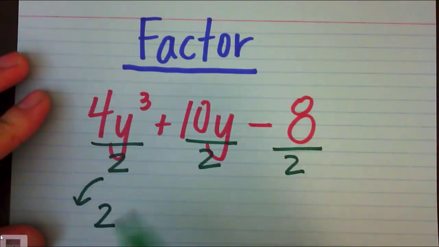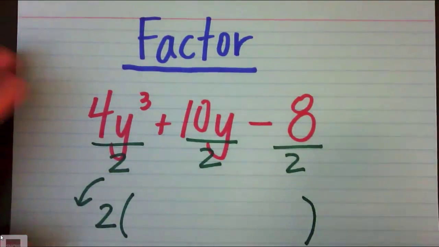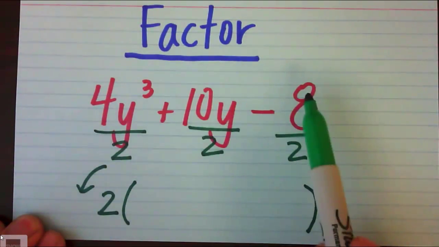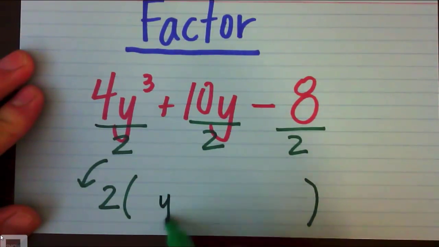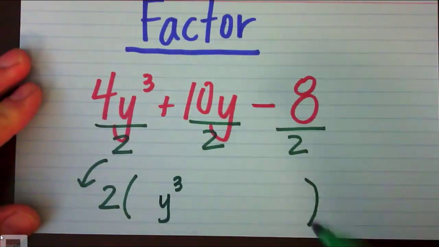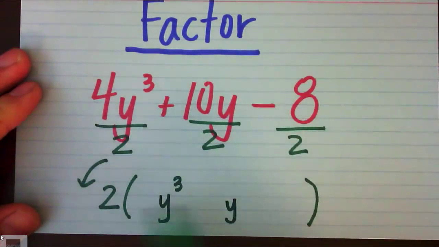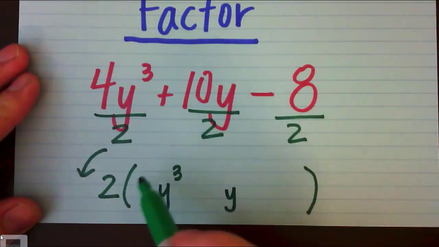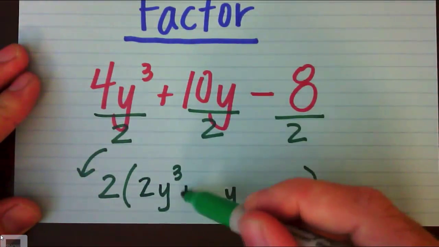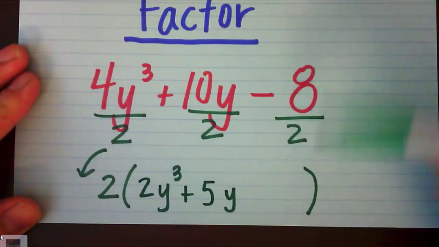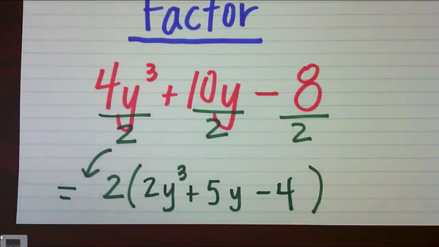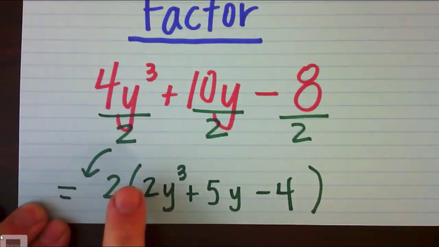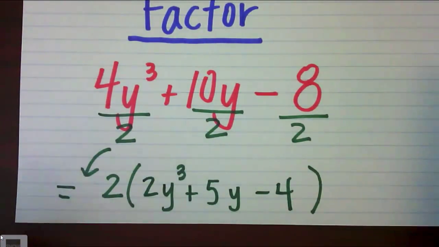So I'm going to put the 2 on the outside, and I'm going to make my parenthesis kind of big. The reason is because I have 3 terms. I should have that many terms inside my parentheses. So the variables didn't go away, so I'm going to have a y to the 3rd there. I'm going to have a y in the middle. Now I just got to figure out the numbers that go. So 4 divided by 2, 2. 10 divided by 2 is a plus 5. And then negative 8 and 2 gives me negative 4. And we've just factored our problem. Factoring creates multiplication, which in turn creates parentheses. Notice I've got 2 times this, and I have parentheses, so I'm good to go.